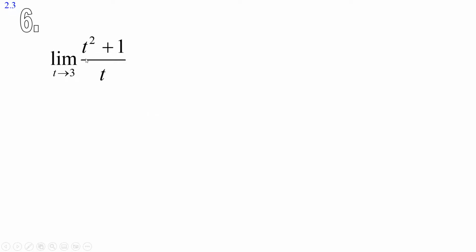Number 6. Okay, now this rational expression is undefined when t equals 0, but t is approaching 3 in my limit. So again, direct substitution. 9 plus 1 is 10. That's a 10/3.